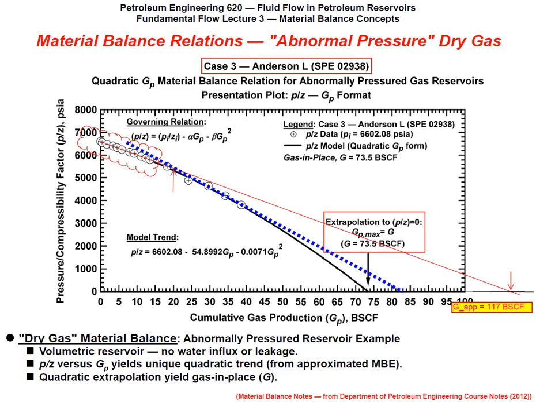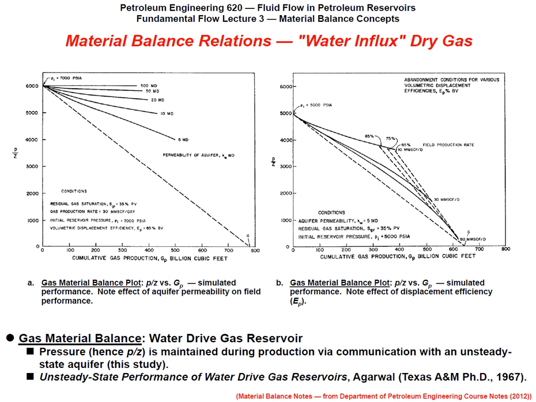And they discovered this, of course, by accident, as always, in the late 1960s in the Gulf of Mexico, because they were predicting much higher recoveries than they were actually getting from their gas reservoirs. So that's the practicality of abnormally pressured gas reservoirs. Okay? All right. You've seen enough. Now let's talk about water influx.